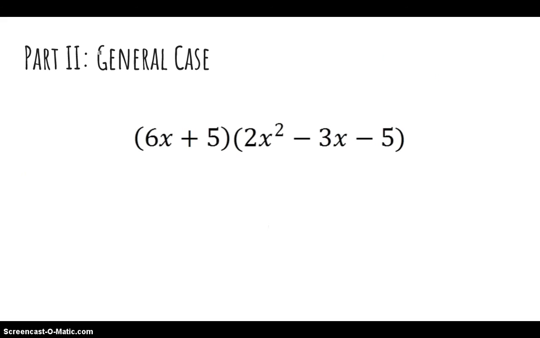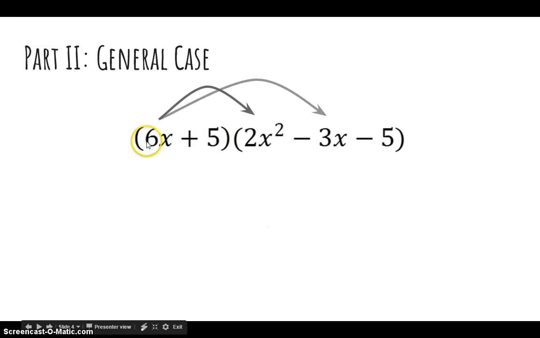Okay, welcome back. Now we are going to talk about the general case, and this is when we have a binomial and some other polynomial, or really any two types of polynomials. It could be two polynomials with 7 and 8 terms apiece, but the distributive property still applies. The key thing is that you have to distribute our first term, in this case 6x, to every term in the other polynomial. So in this case, 6x times 2x squared, 6x times negative 3x, 6x times negative 5. Okay, and that's what those arrows are showing.